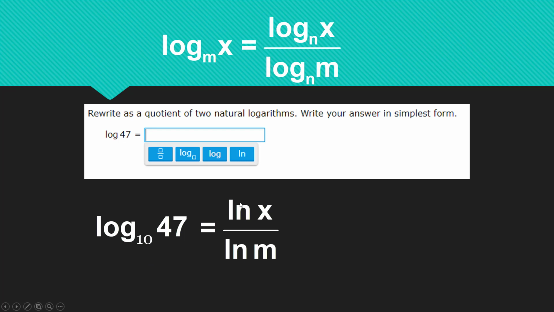And then I'm going to use a new base. I'm going to use log base e, top and bottom, right? And we're going to take the natural log of 47 divided by the natural log of 10. Okay, again, Ln is log base e, and we call it natural log. Natural log is the same thing as log base e.